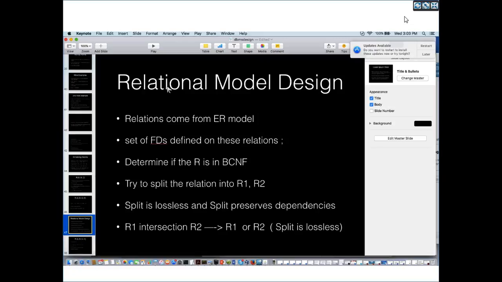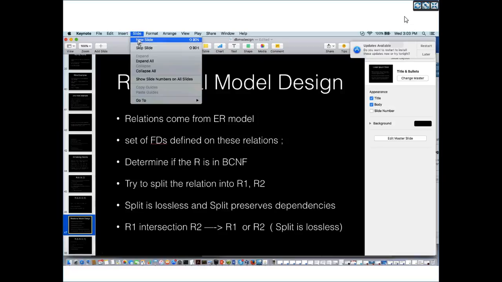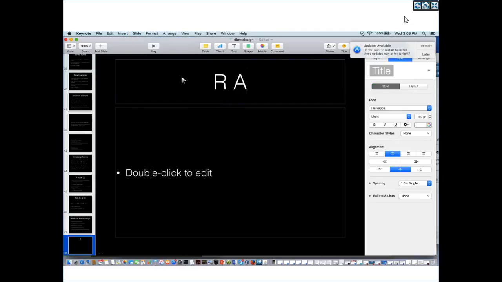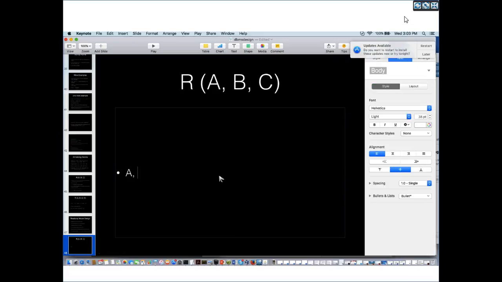I think this is to be given an example where the split may not actually preserve the dependency. For example, the case where the dependency cannot be preserved in the simple case where we take R, A, B, C and say that A, B together will determine C.